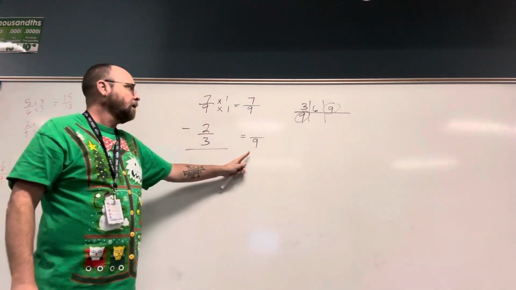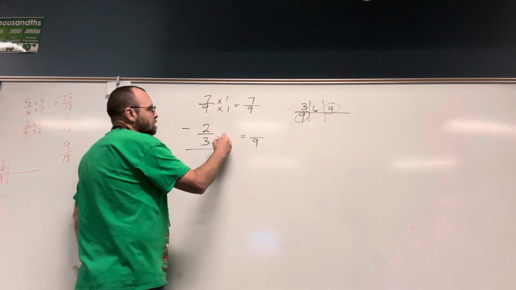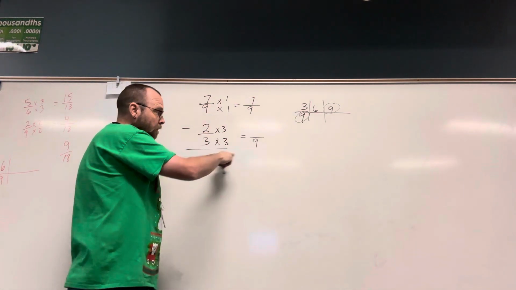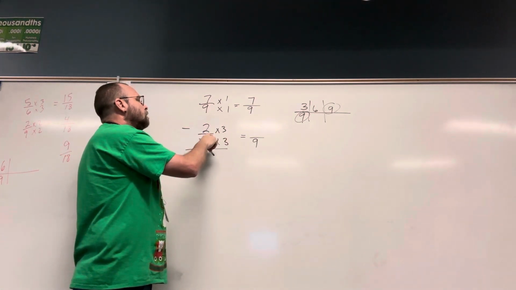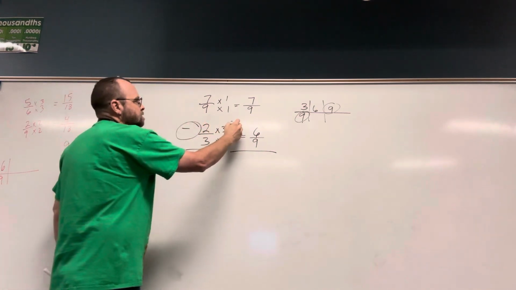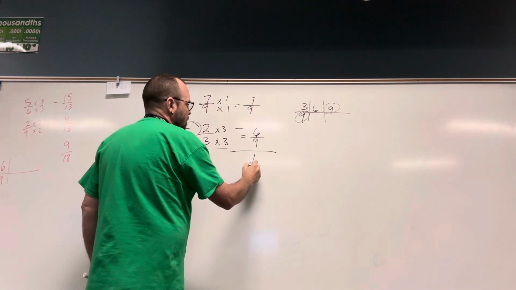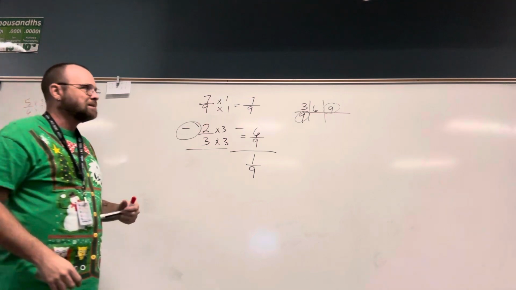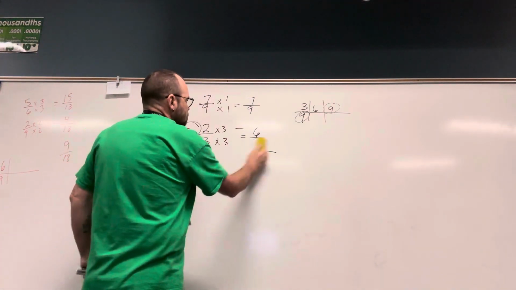3 times what equals 9? Well, 1, 2, 3. So 3 times 3 equals 9. If I multiply my denominator by 3, and I have to, otherwise it's not going to equal 9, I also have to multiply my numerator by 3. 2 times 3 is 6. Make sure I look at the sign. It is a subtraction problem. 7/9 minus 6/9 gives me 1/9. If it has 1 as a numerator, it cannot be simplified.